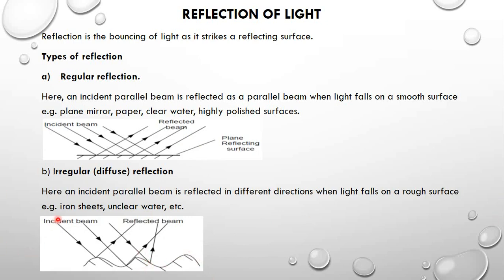So you have the parallel incident rays. These rays are parallel incident rays. They are reflected as scattered beams, reflected in different directions. Examples of this are when the surface is maybe unclear water or iron sheets.